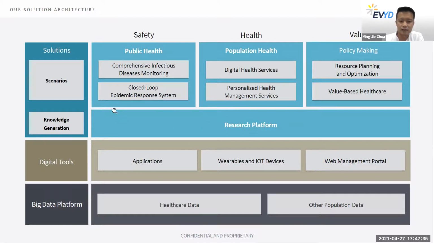Right? So you can see that in the layer above, we have what we call the research platform. And this is actually back to our fundamental belief that in healthcare, research is very fundamental, because that's where the insights, the knowledge are being generated. And it's this knowledge and insights that are being used to power the different use cases in the healthcare setting. Above that, the outcomes that we try to drive can be classified into 3 domains.